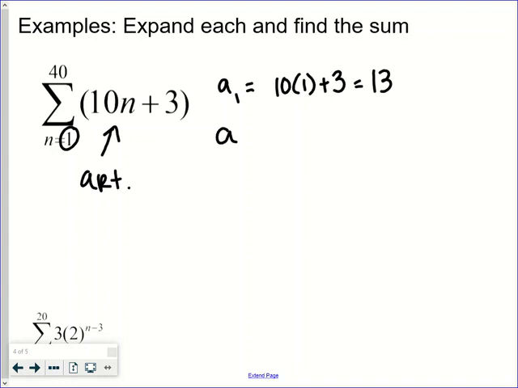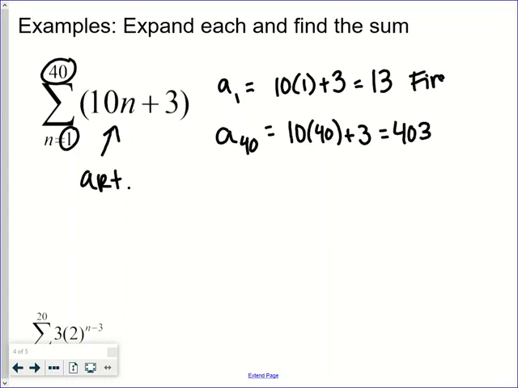So our last number we're looking for is 40. So we're going to do a sub 40. So you're going to type in 10 times 40 plus 3, which is 403. So here's our first term, and here's our last term. So we're going to use those two in order to figure out our sum without having to expand it.